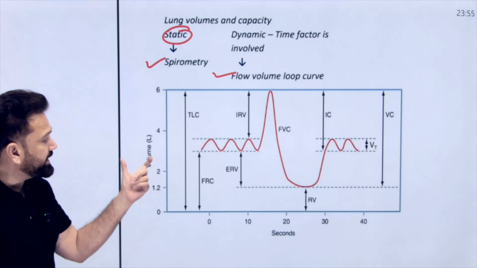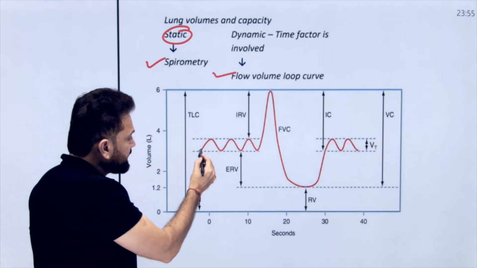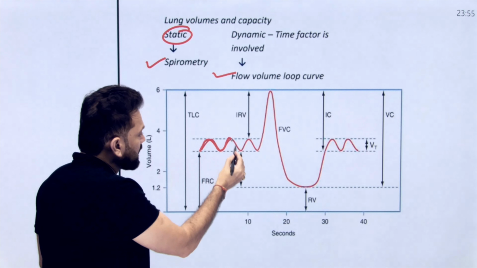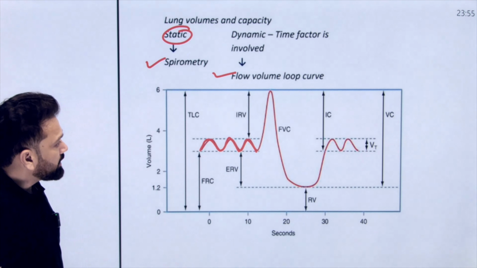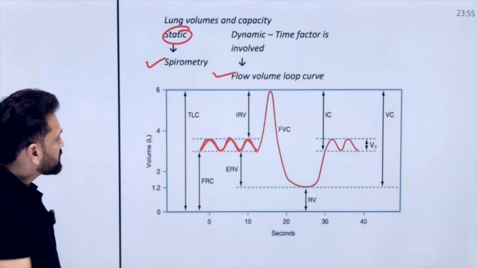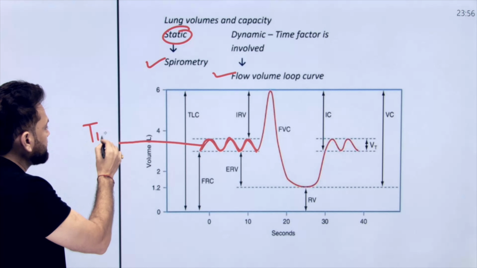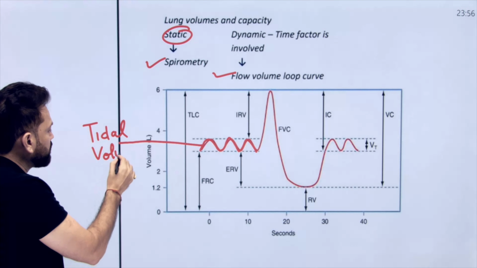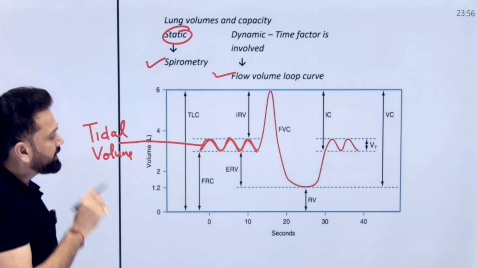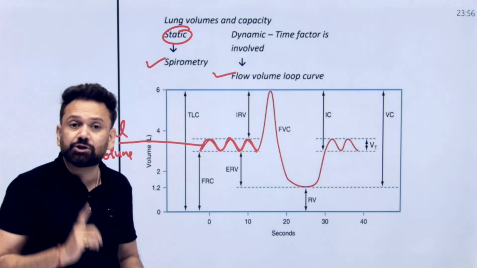So first of all, in PFT, the normal amount of air you take in and out, in and out, in and out. What is this called, doctor? It is called tidal volume. So the normal amount of air you take in and out is simply called tidal volume. So what is tidal volume? Tidal volume is the amount of air which you take in and out at resting condition.